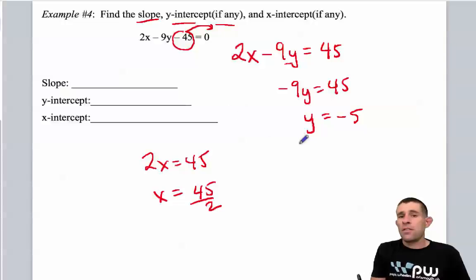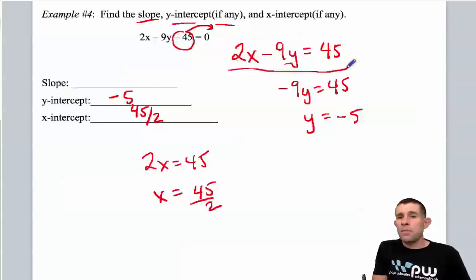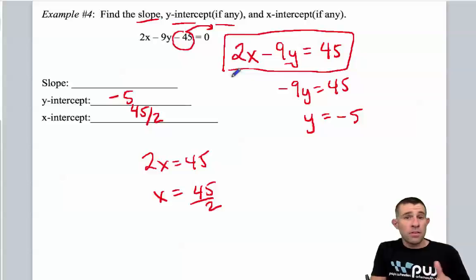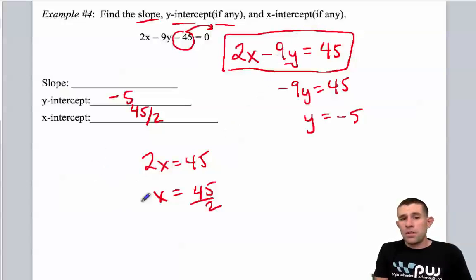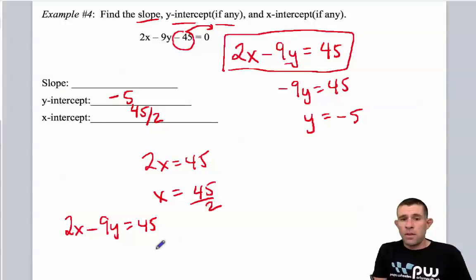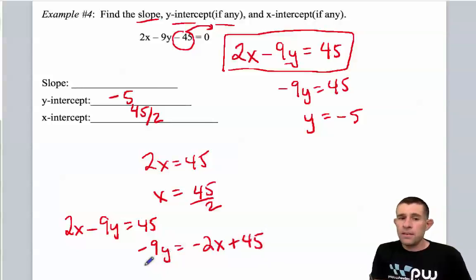And finally, I want to find slope. So let's fill these values in while we're here. Now, in order to find slope, I'm going to go back to my original equation here, and I'm going to rewrite this in slope-intercept form. In other words, I need to solve for y. So let's go and solve for y by taking 2x minus 9y equals 45 and moving our 2x over. So we're left with -9y equals -2x plus 45. And finally, divide both sides by -9.